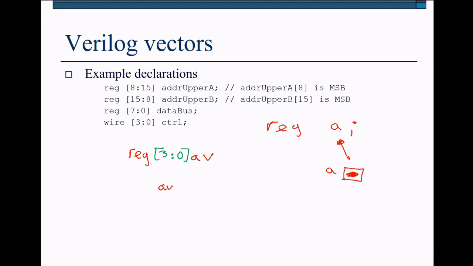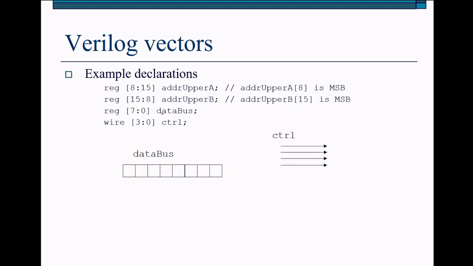So AV now looks like this: 1, 2, 3, 4. And we can store 4 bits in AV, and each space here can hold a single bit. When we talk about a bit, we're still using our 4 value set containing 1, 0, X and Z. So each bit can be one of those 4 values.